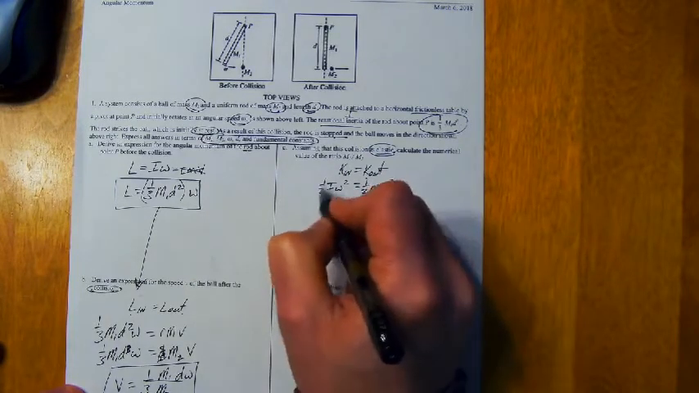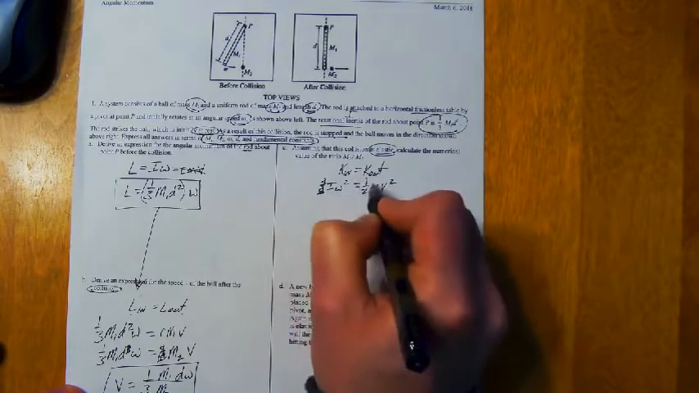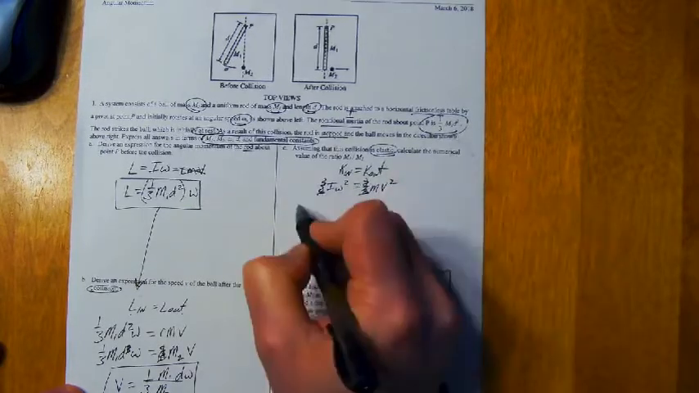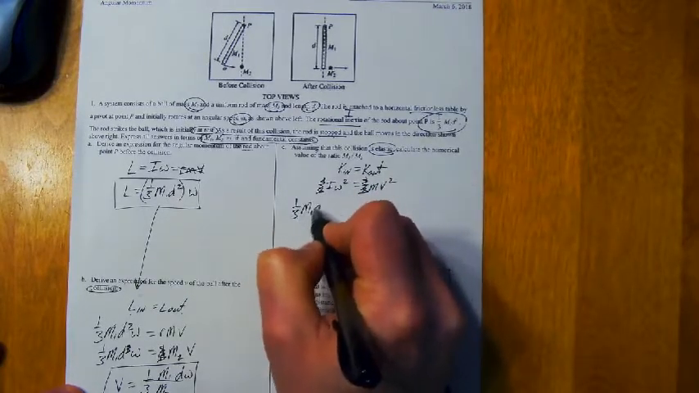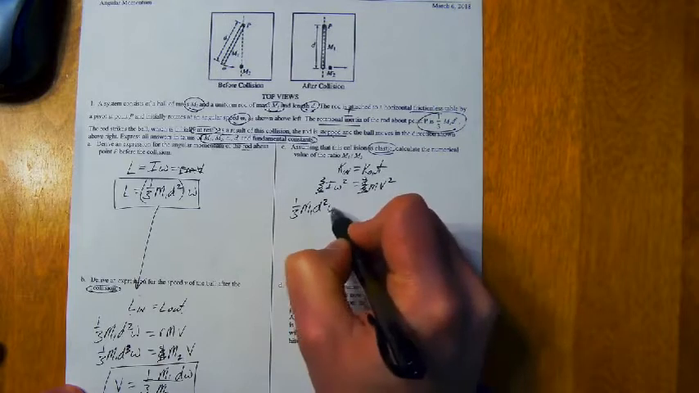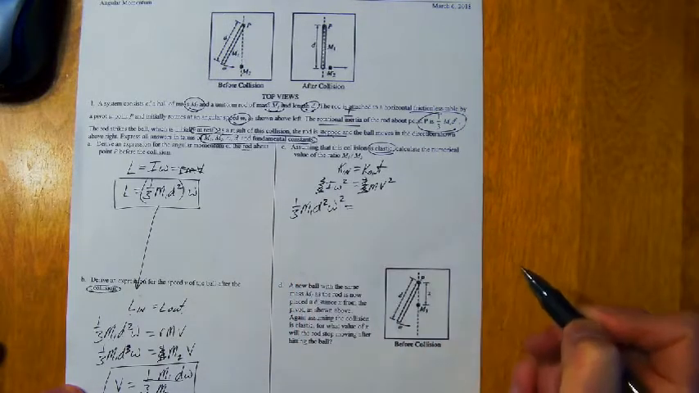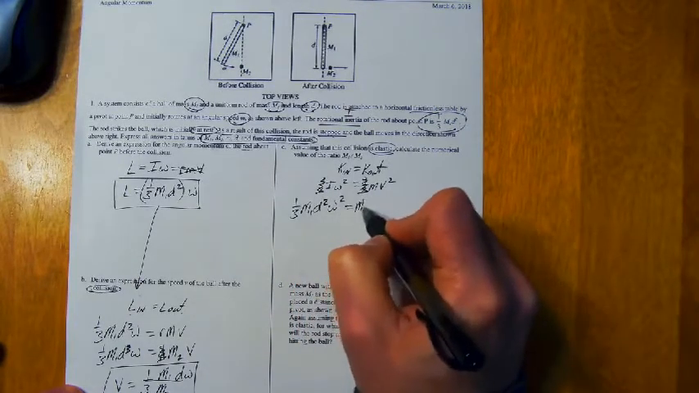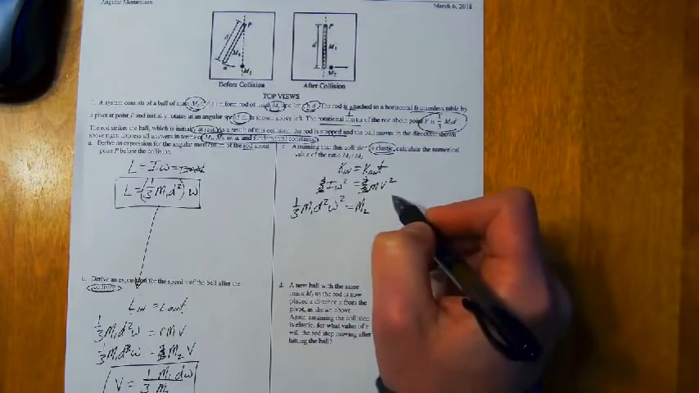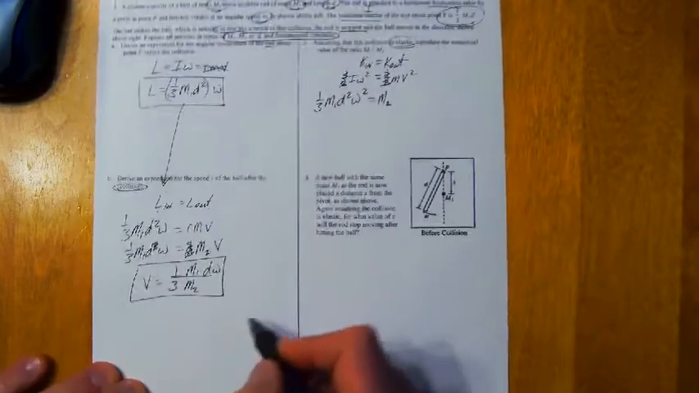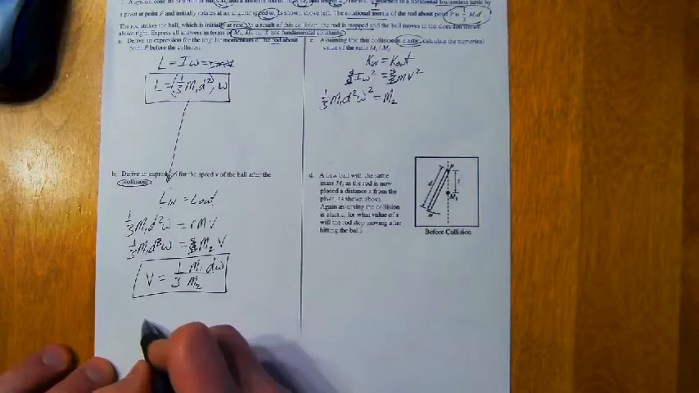Plug and chug now. So I can get rid of my halves. My I value is 1/3 m1d squared. I can keep this omega there, omega squared. This mass is m2. And then the velocity, we already found the velocity of it down here, so I'm going to square this down here.